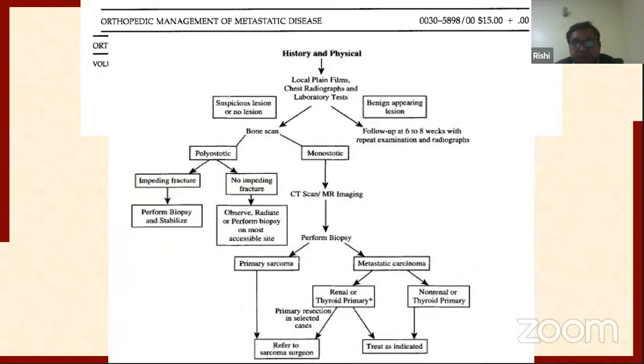But in the case of a non-primary, if there is a suspicious lesion, you have to see whether this is monostotic or polyostotic. For polyostotic lesions, where there is a chance of fracture, you have to stabilize, and maybe you need to send for radiotherapy. But even for non-primary monostotic lesions, where only one lesion is there in the entire skeleton, you need to perform a biopsy and refer the patient to a sarcoma surgeon, because the key intent is still curative, and the patient might need wide resection of the lesion.